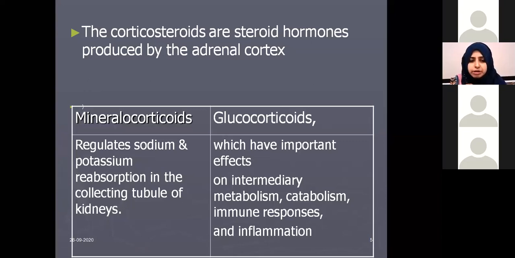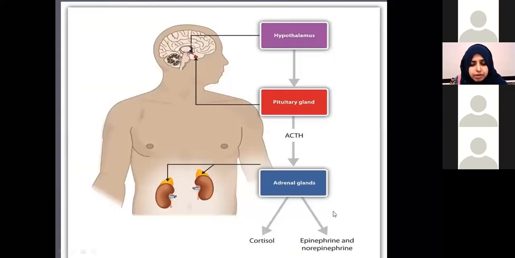So there are two types of corticosteroids that are very important and you should know about them. First one of them is mineralocorticoids and the second one is glucocorticoids. The function of mineralocorticoid is that it basically regulates sodium and potassium by reabsorption in the collecting tubules of the kidney. And what is the function of glucocorticoids? It has very important effects, like it affects metabolism, catabolism, immune response, and others.